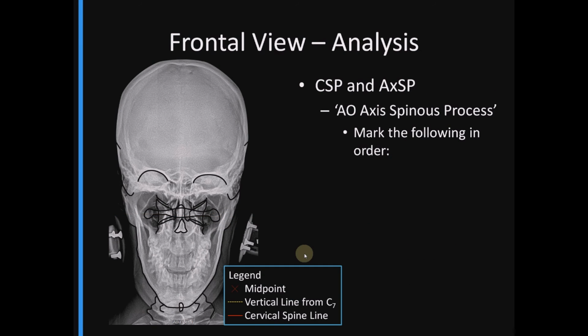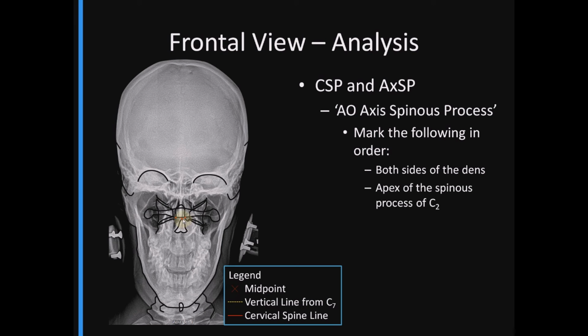In the next step of the analysis, we're going to analyze the cervical spine and spinous rotation, and we will click on a button that says AO axis spinous process, and then we are going to mark the anatomy in the following order. We're going to first click on the left side of the dens where the indentation or the concavity occurs, and on the right side of the dens.